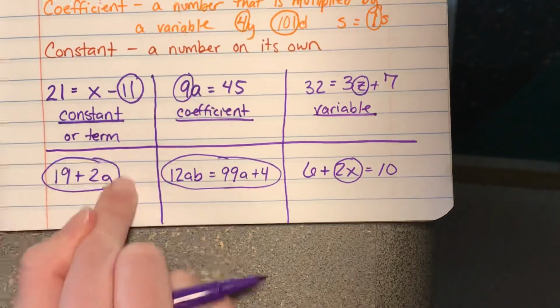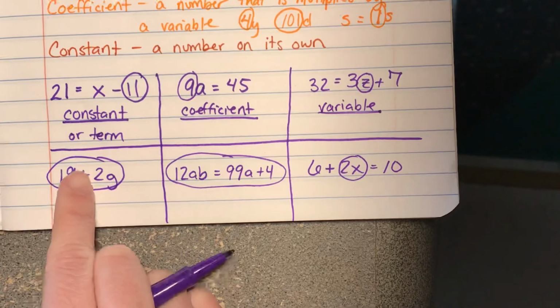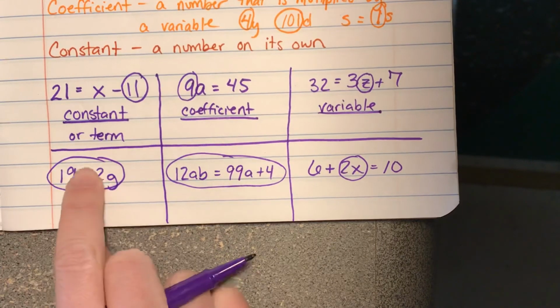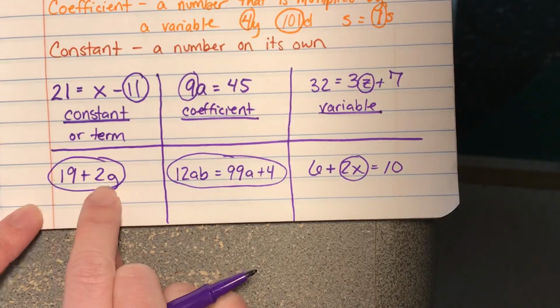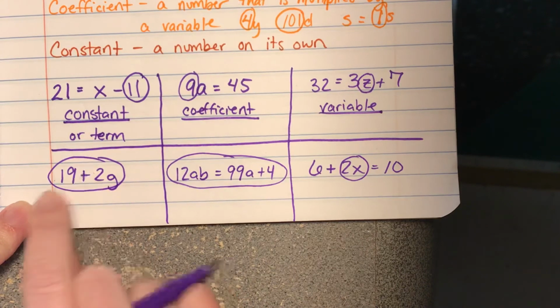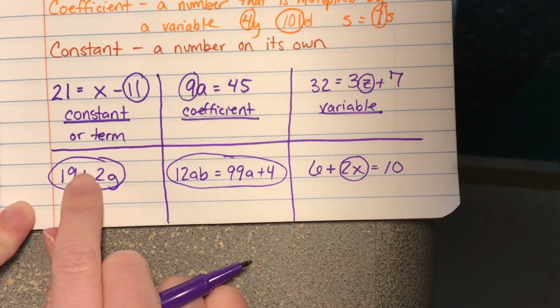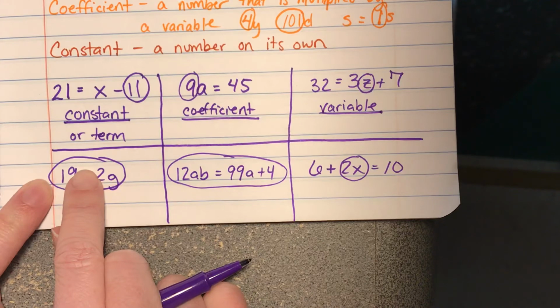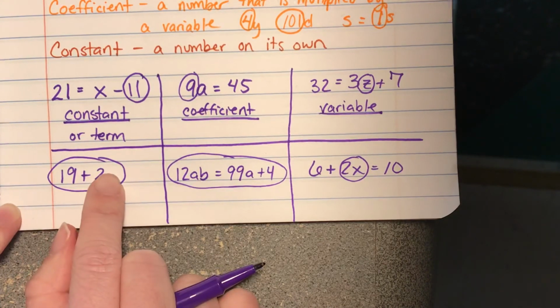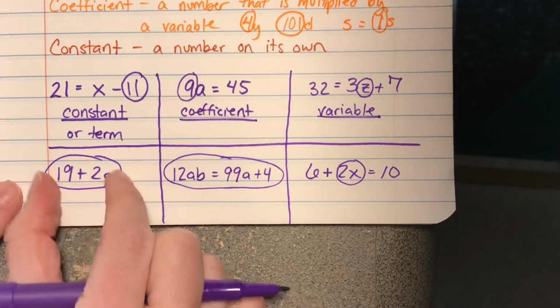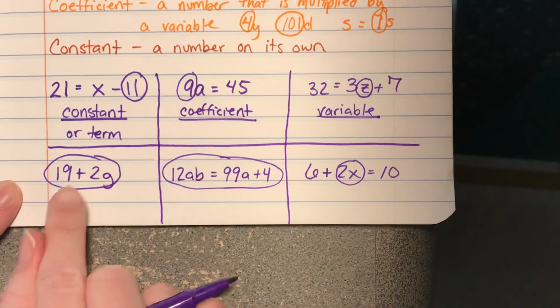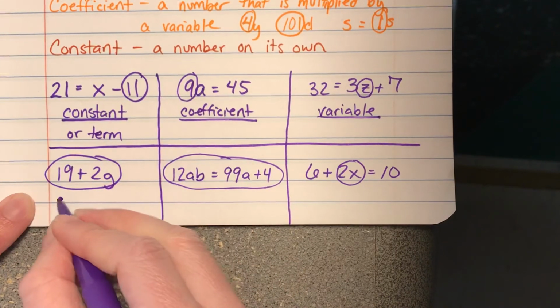What about this whole thing? So if we covered up the plus sign, we've got actually 2 terms here. So we've got 19 and 2G. So this would be a 2-term, if we were to cover that up. But the whole thing is circled. And so I look at it and I think, okay, it's a combination of terms, but it does not have an equal sign. This is what we would call the expression.